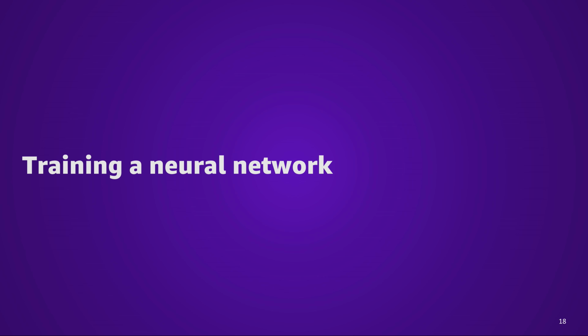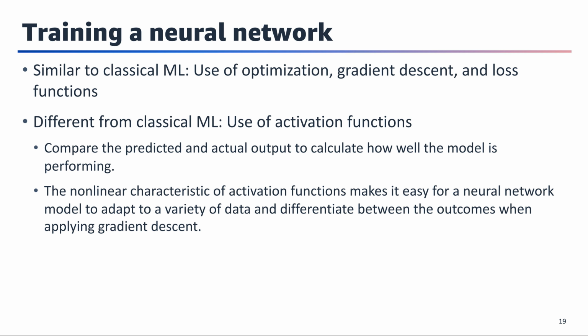Now that we know about single and multilayer perceptrons, as well as the gradient descent algorithm, let's discuss how to train a neural network. Training a neural network shares some similarities with classical machine learning, such as the use of optimization techniques like gradient descent and loss functions. However, neural networks differ in their use of activation functions. To train a neural network, the predicted output is compared to the actual output, and this difference is quantified by the loss function. The goal is to minimize this loss by adjusting the network's weights and biases through gradient descent.